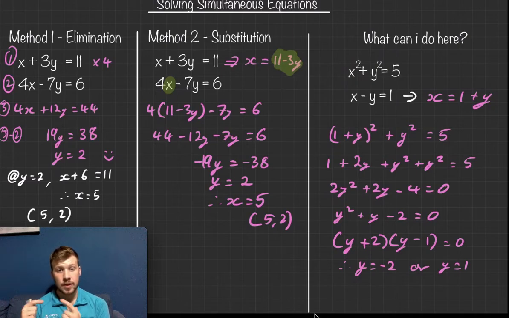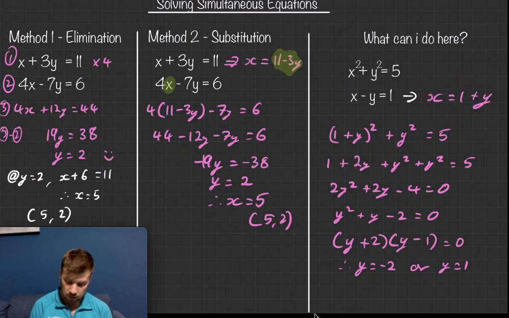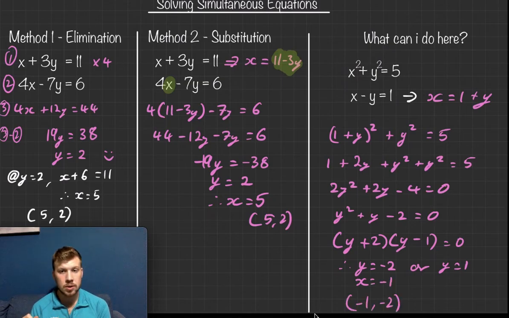I can use these values of y in the equation which I've rearranged up here. When y is negative 2, 1 add negative 2 is negative 1, so I know that x is equal to negative 1. So negative 1, negative 2 is my first coordinate. And now I've got x is equal to 1 plus 1, and this is going to give me x is equal to 2. Just be careful when you're writing a coordinate, that it is x first and then y.